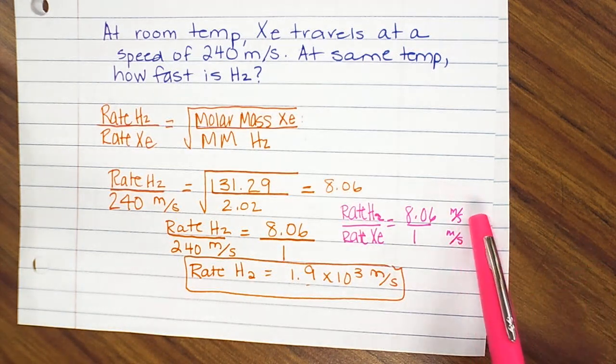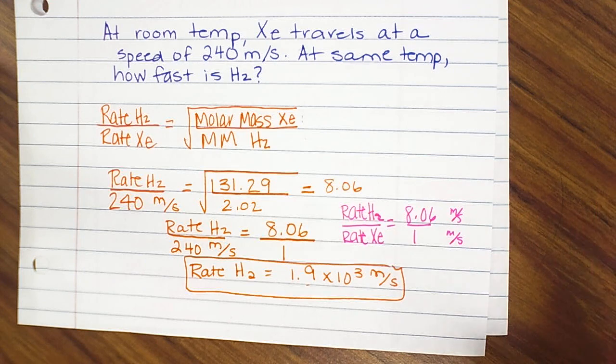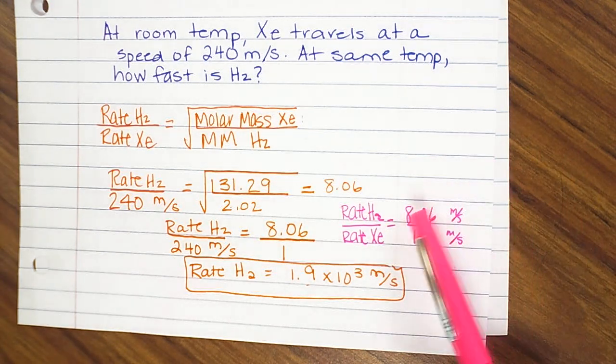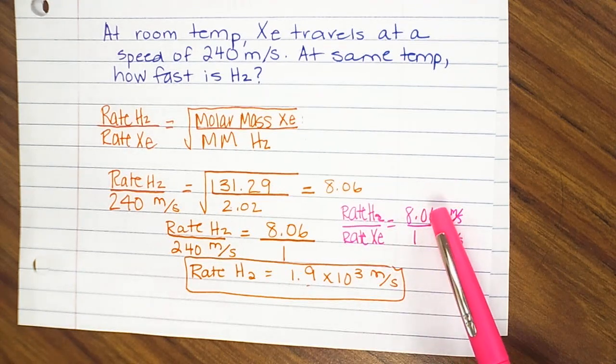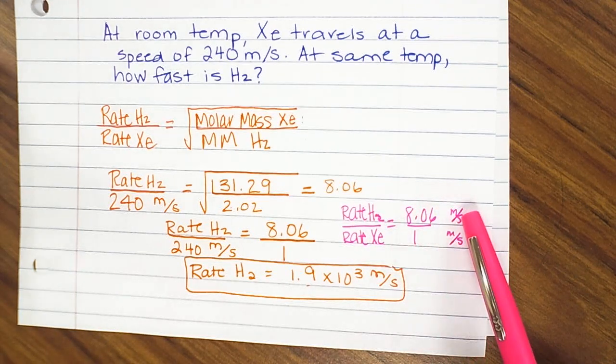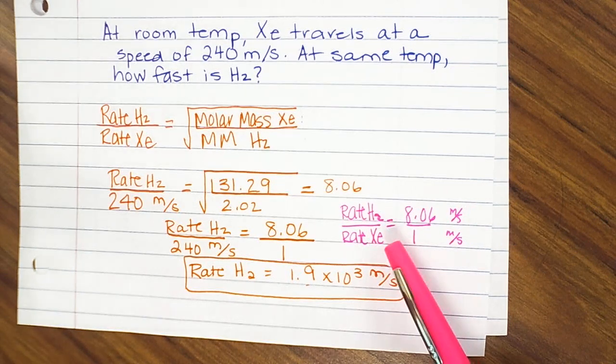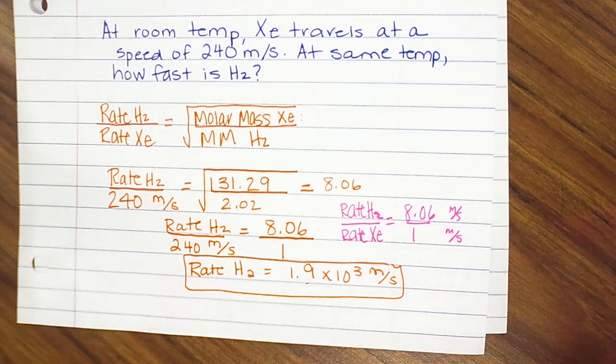If I put the little meters per second here, that indicates faster, because meters per second, right? So hydrogen travels at 8.06 meters per second. Xenon travels at 1 meter per second. So hydrogen is faster than xenon. See that?